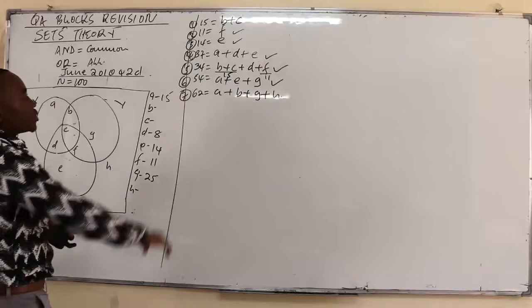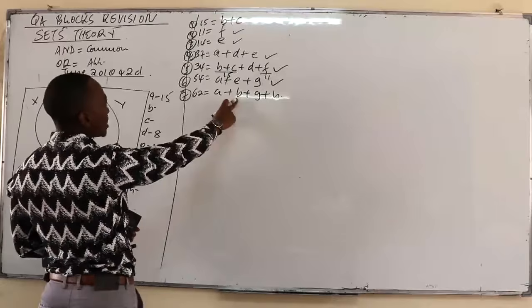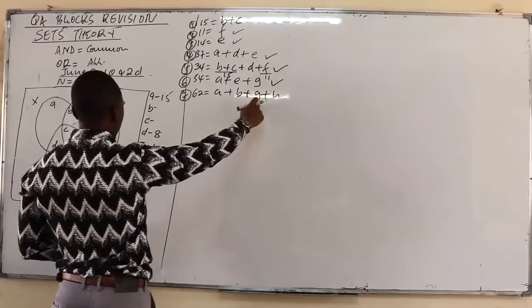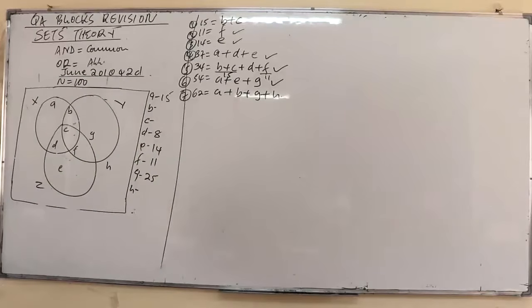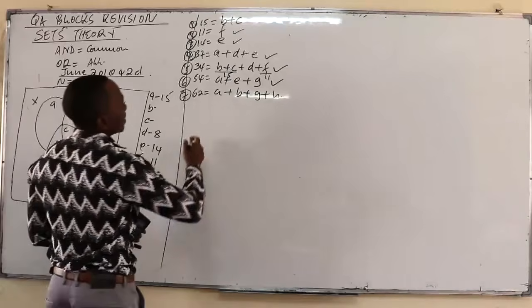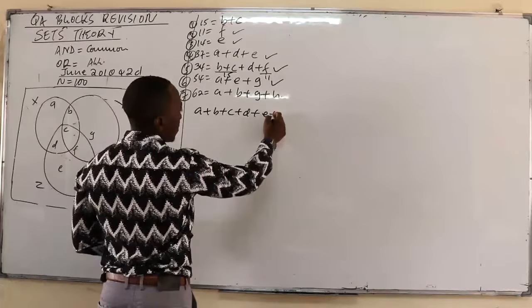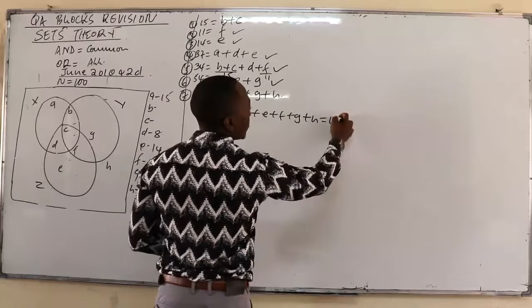Now let's use equation number 7. We have A, we don't have B, we have G, and we also don't have H. So that one cannot help us. Even equation 1 cannot help us, B and C. So A plus B plus C plus D plus E plus F plus G plus H will give you 100 voters.